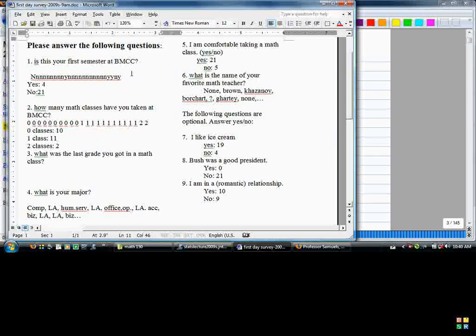Yes is 4 and no is 21. That's a presentation of your data. Notice that even if you've got words as your data, you can always count up the number of words. That does not make your data quantitative. It's qualitative. You dig?